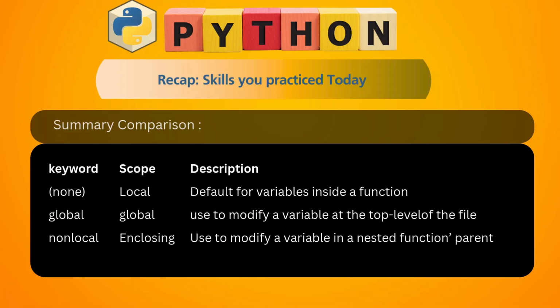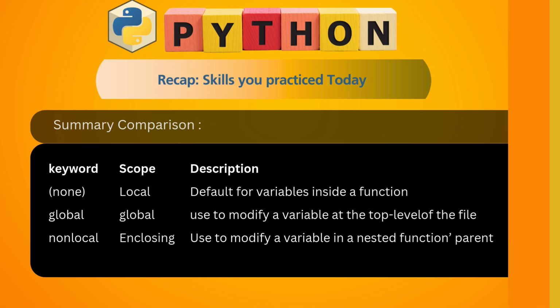This is today's recap, skills you practiced today. First one is local, and the others are global and non-local. You can see by default a variable inside a function is local. Global is used to modify a variable at the top level of the file. Nonlocal is used to modify a variable in a nested function's parent, in nested functions. The variable is used.